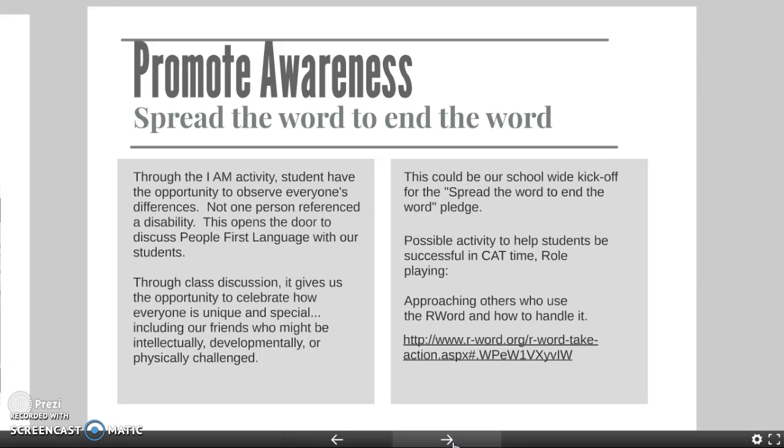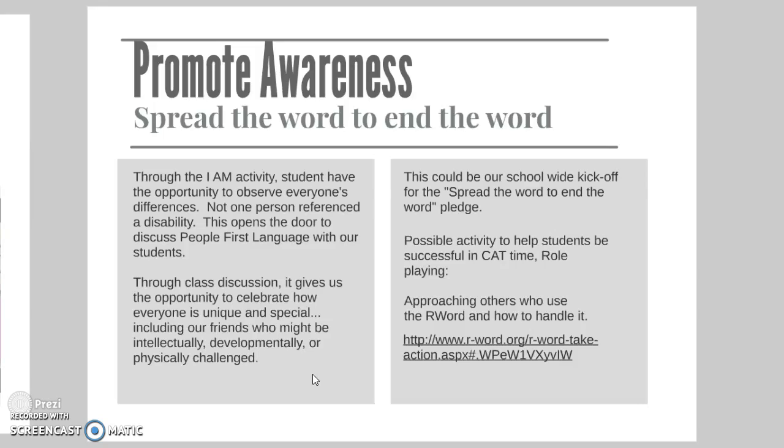So with that activity, the students would have an opportunity to look at this playback of what they came up with and hopefully notice that there's not one reference of a disability. And I feel like that opens the door for us as educators to discuss that people first language with our students. Through class discussion, it gives us an opportunity to celebrate that everyone is unique, including our friends who might have an intellectual development or a physical challenge.